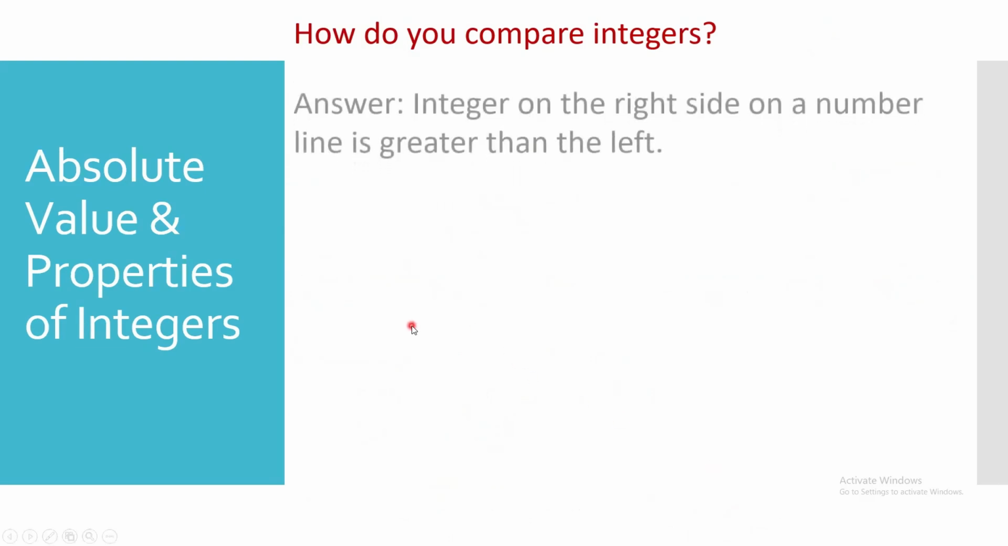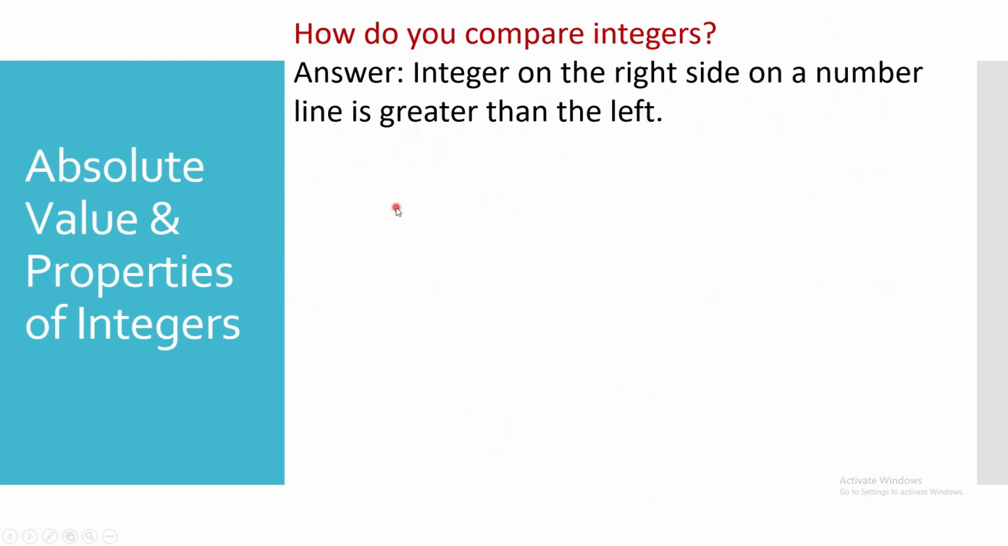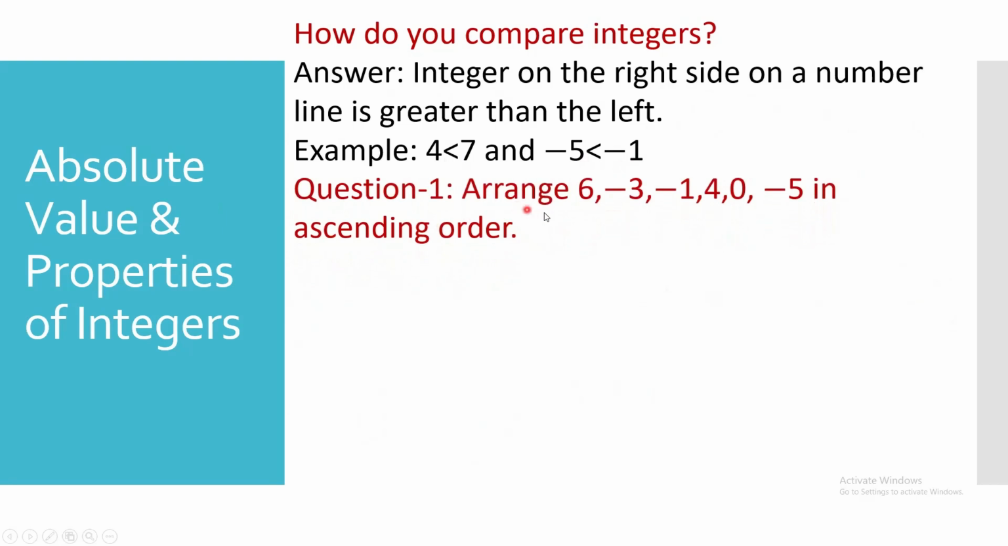Now, how do you compare integers? Integers on the right side of a number line are greater than those on the left. So if you compare two numbers, you have to check which one is on the right side, and that will be greater. Like 7 is right of 4 on a number line, so 7 is greater. -1 is right of -5, so -1 is greater. So if the question comes like here, arrange 6, -3, -1, 4, 0, -5 in ascending order. You should first take the lowest value -5, then -3, -1, then 0, 4, 6. This is the increasing order. So this is the ascending order, we have arranged it.